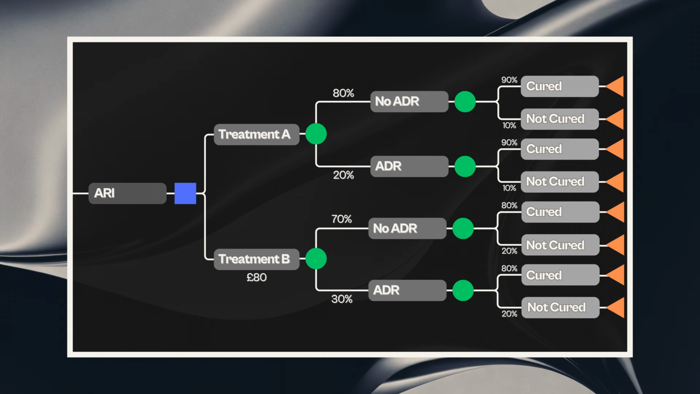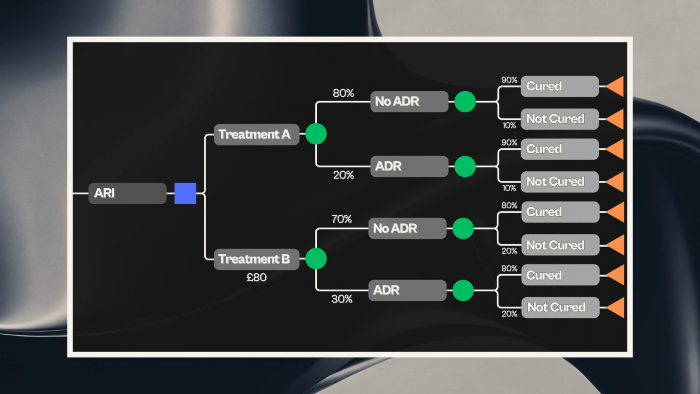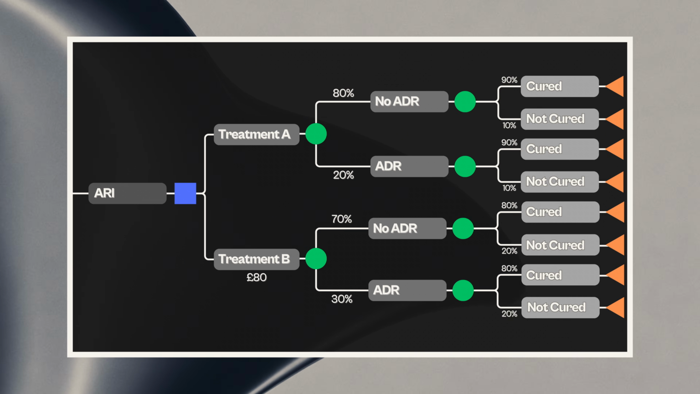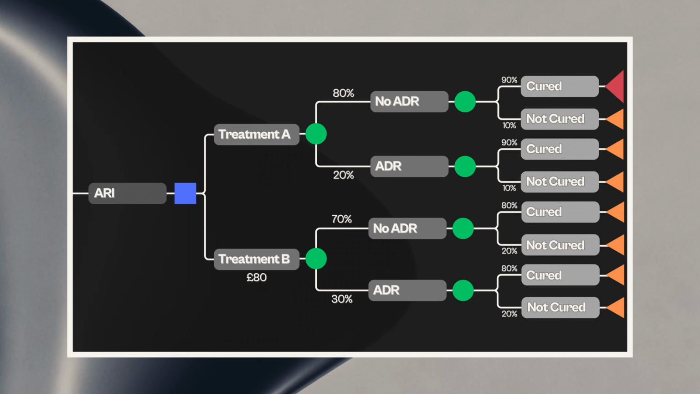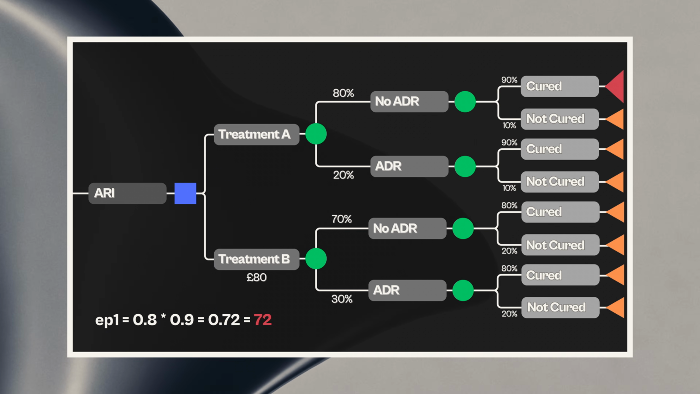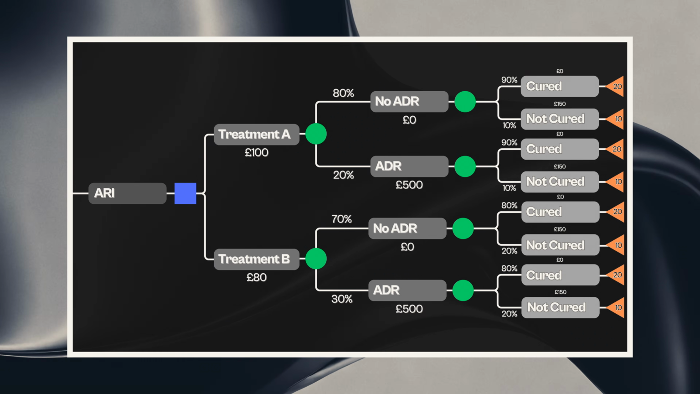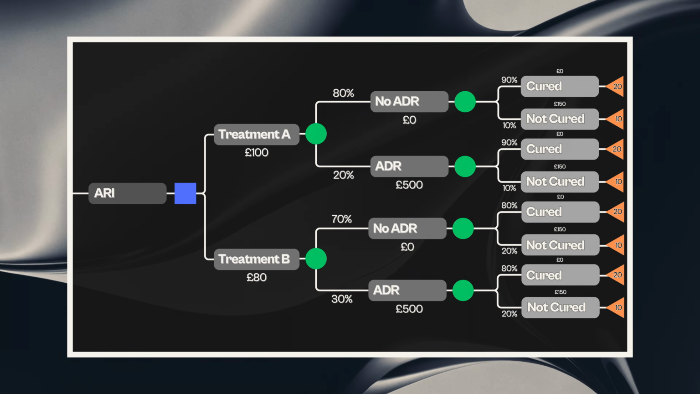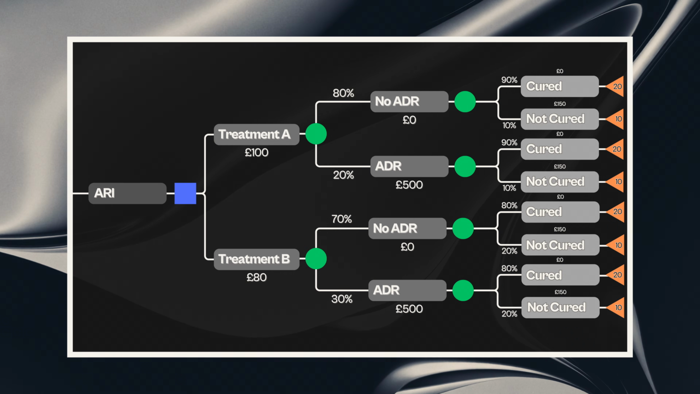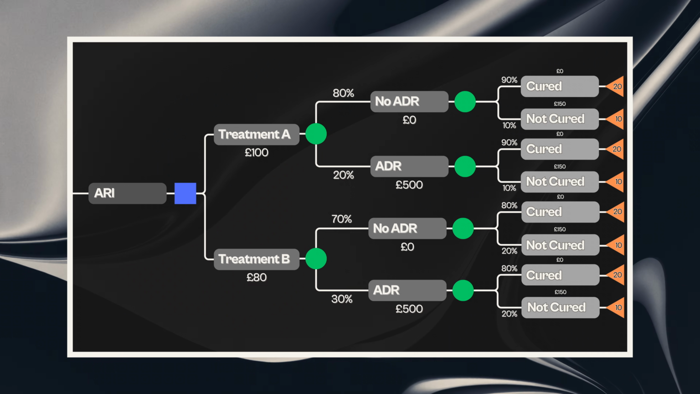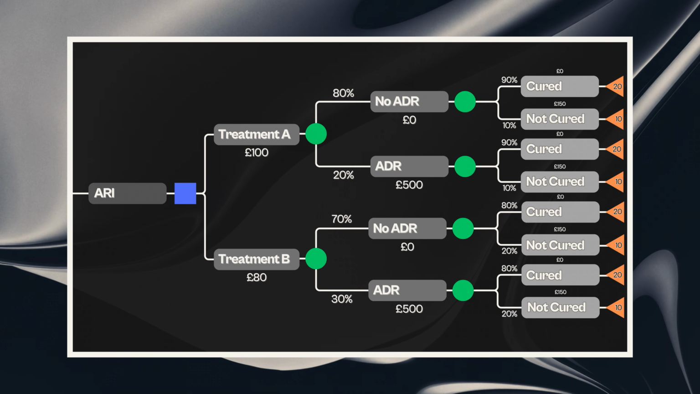Each pathway has its own probability, calculated by multiplying the probabilities along the branches. For example, the probability of the first pathway for treatment A is 80% times 90%, which equals 72%. And each pathway has its own total cost and life year outcome, which we calculate by adding up the relevant costs along that path.